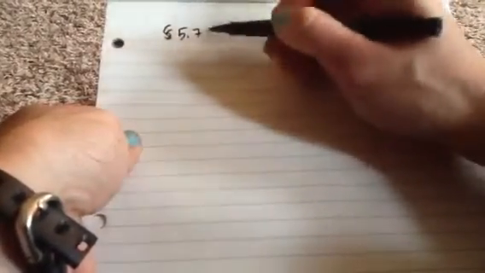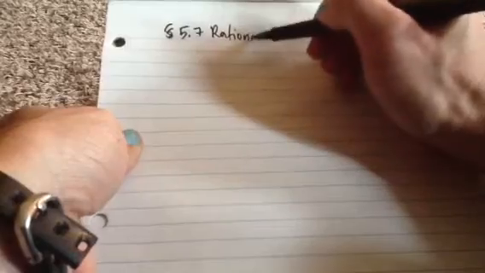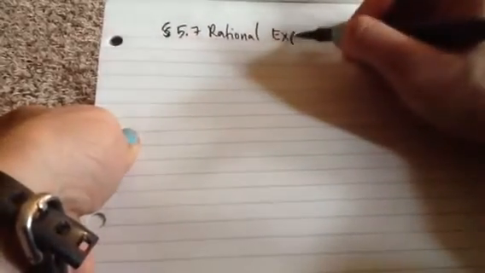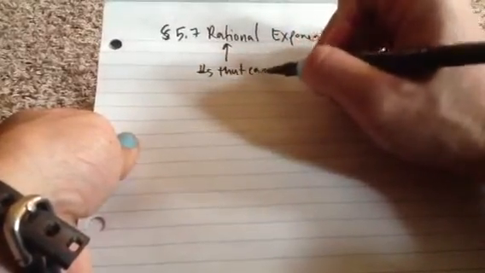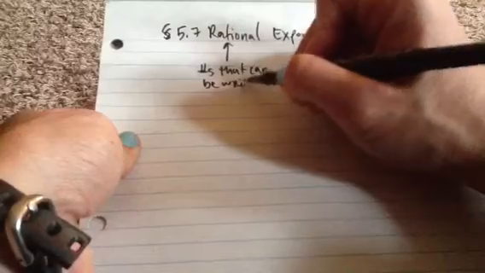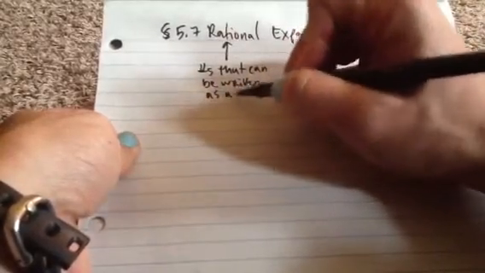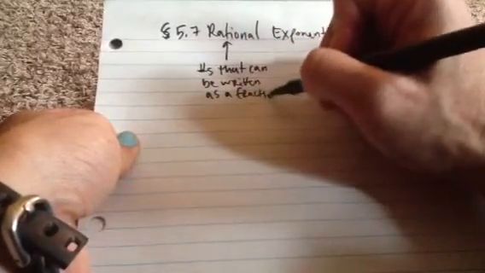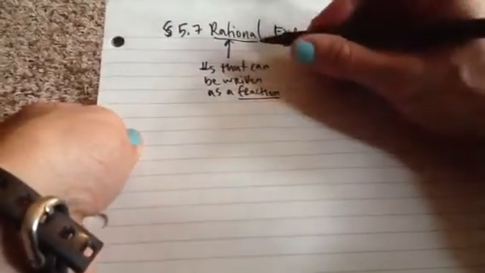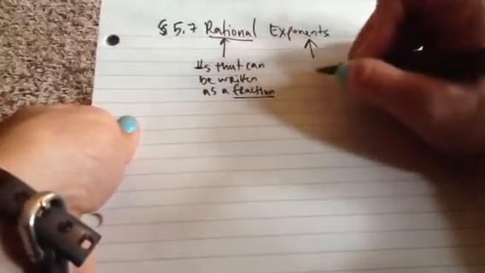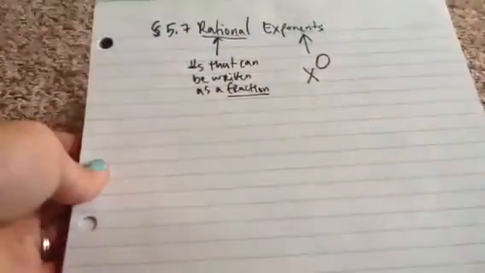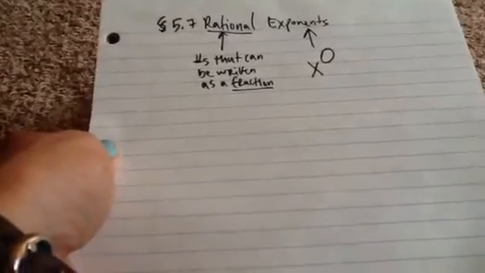Section 5.7, rational exponents. Now, rational numbers are numbers that can be written as a fraction. As we can remember, fraction is rational. Fractional, rational. They kind of rhyme. Exponents are the numbers that are above the variable.